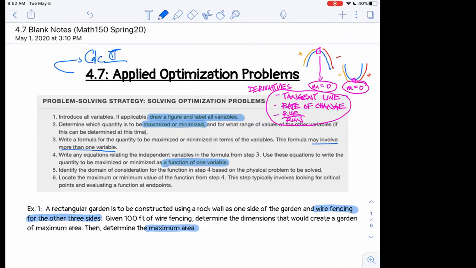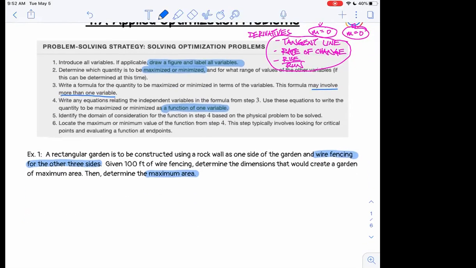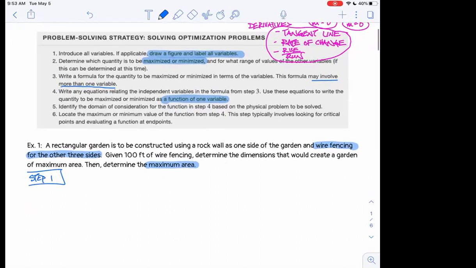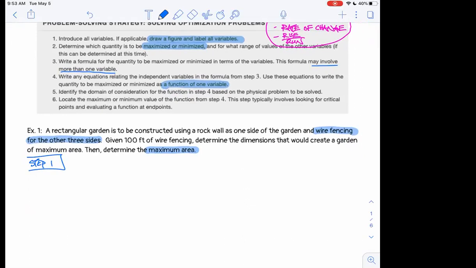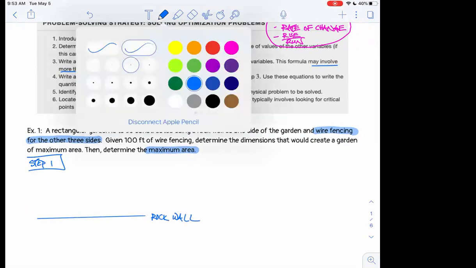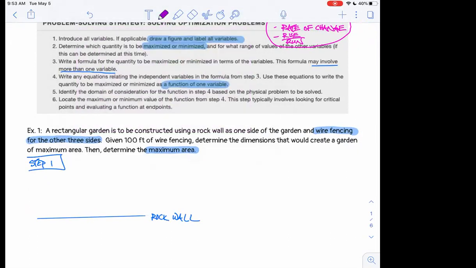All right, so we're going to start off with a diagram. That is one of my go-to strategies when I work through these problems. So step 1, we're going to draw a diagram. I'm going to say that I have a rock wall. So this part is the rock wall. This is one side of my garden. This is the side that does not need fence because there's a rock wall there, so I don't need to use my 100 feet along this particular side.